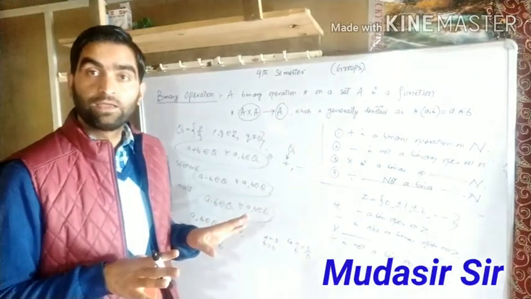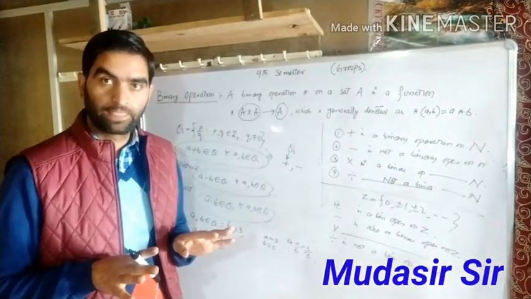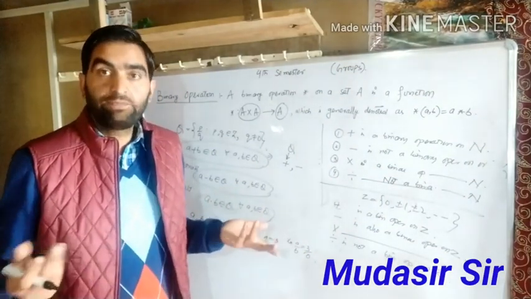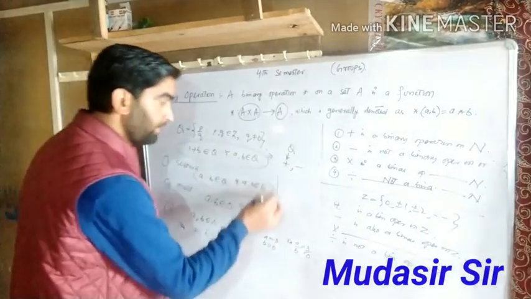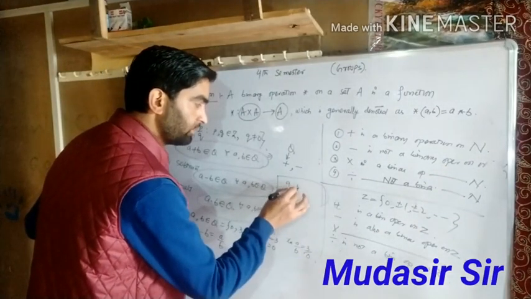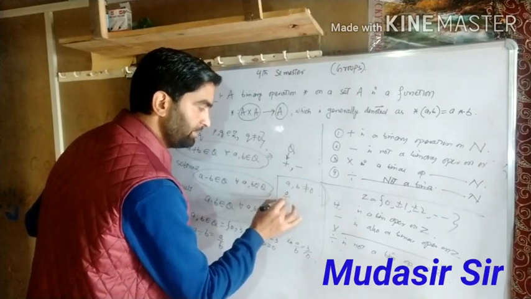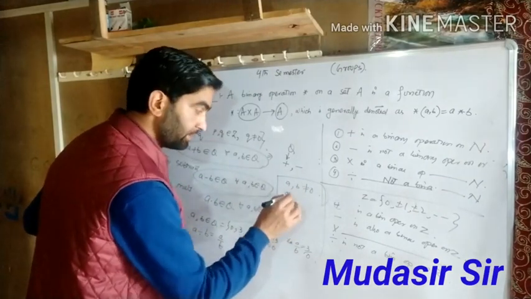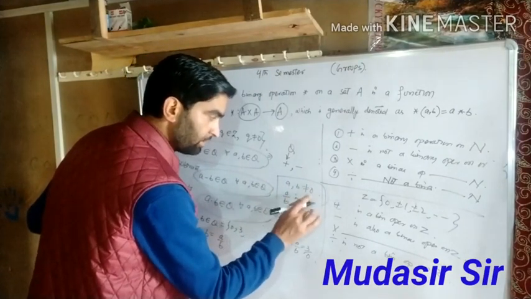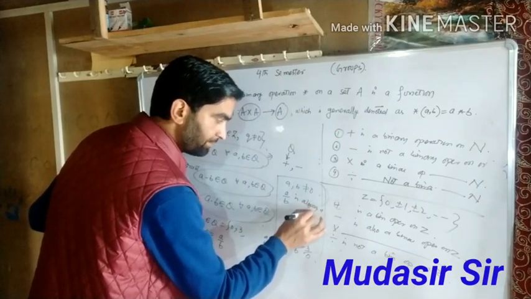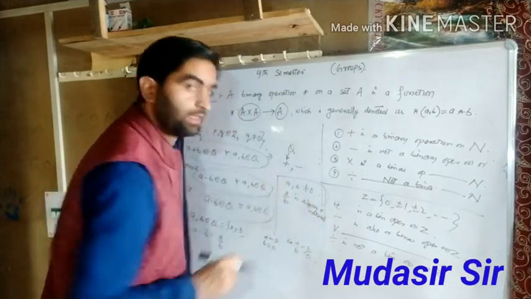So I think the only problem is this. Otherwise, if A and B are non-zero rationals, then A by B is always a rational. Remember, it is always a rational.